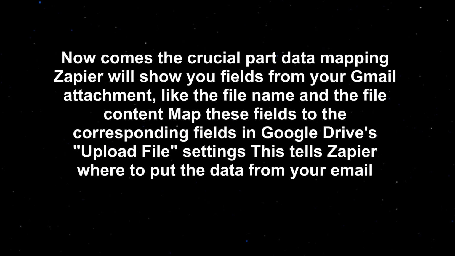Now comes the crucial part, data mapping. Zapier will show you fields from your Gmail attachment, like the file name and the file content. Map these fields to the corresponding fields in Google Drive's upload file settings. This tells Zapier where to put the data from your email.